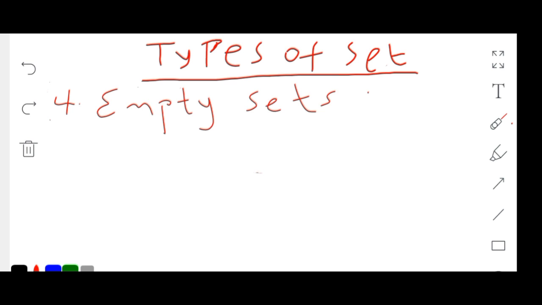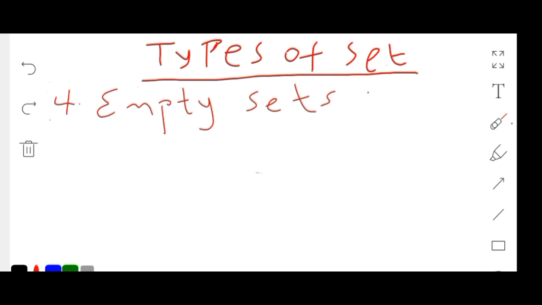Empty sets. What are empty sets? Empty sets are sets that contain no element. They contain no element at all. That's why I call them empty. You know, when they say something is empty, it means nothing is there. So that's how we say empty set. It contains no element. No element.